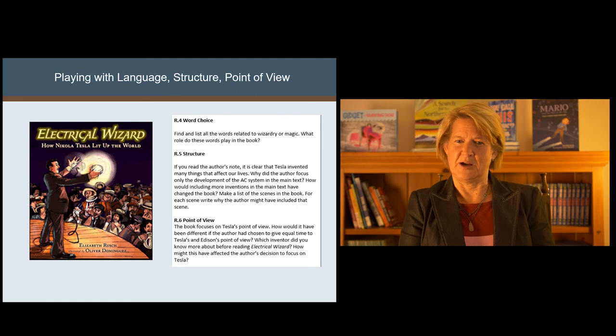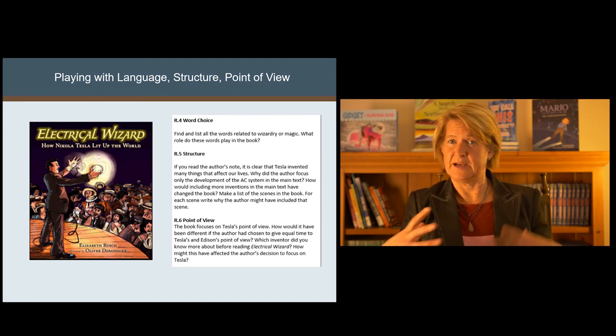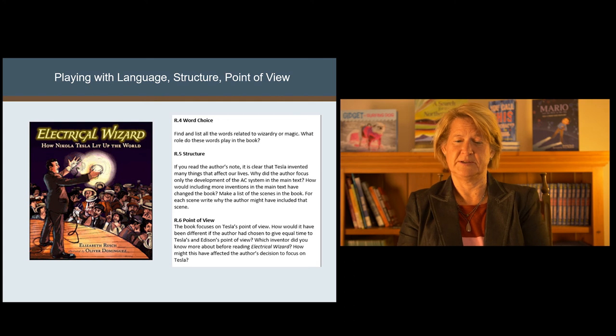This is a great book to talk about point of view. The book focuses on Tesla's point of view. How would it have been different if the author had chosen to give equal time to Tesla and Edison's points of view? Which inventor did you know about before reading The Electrical Wizard? How might this have affected my decision to focus on Tesla? So you can dig into some point of view questions.